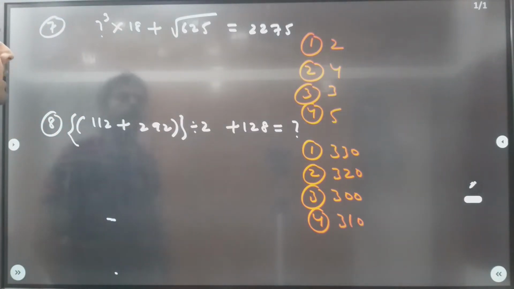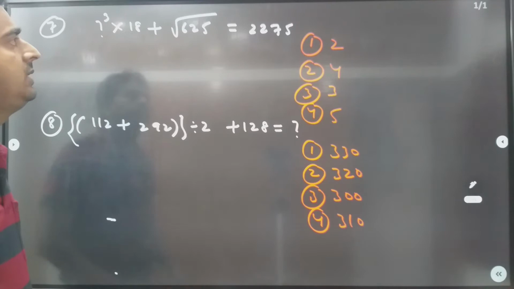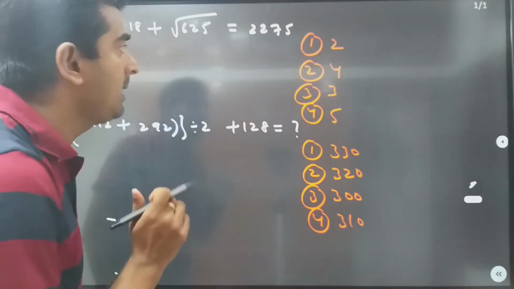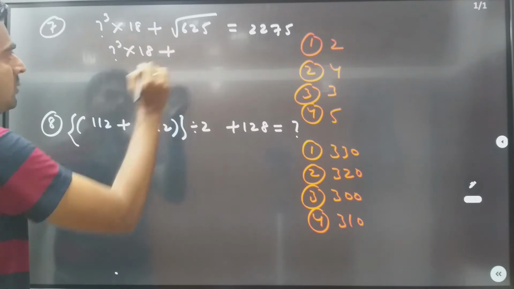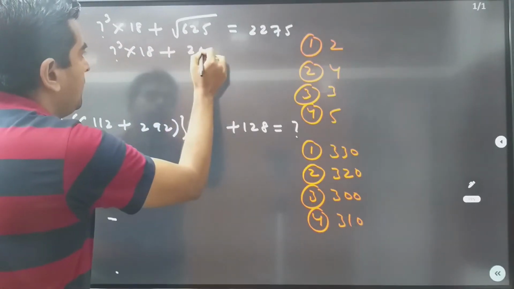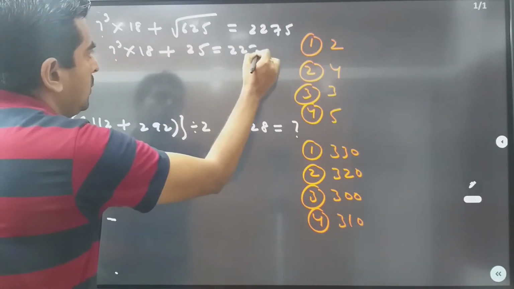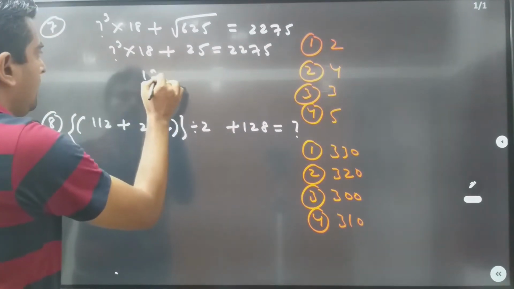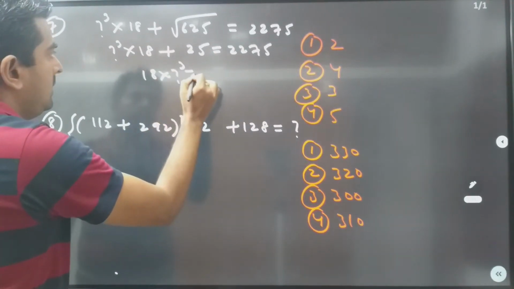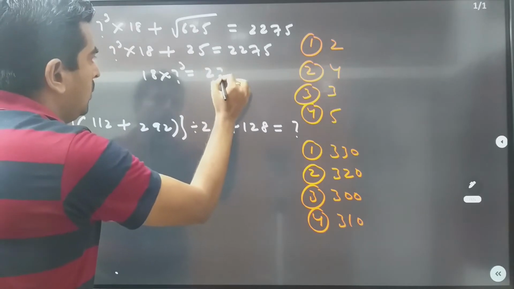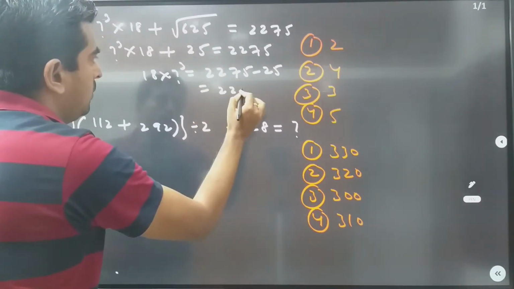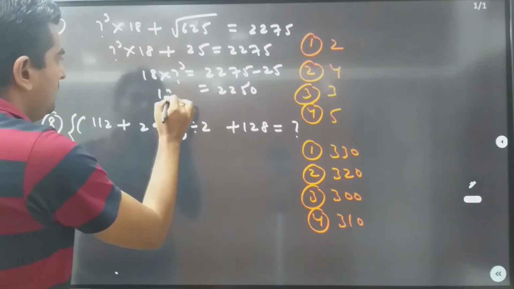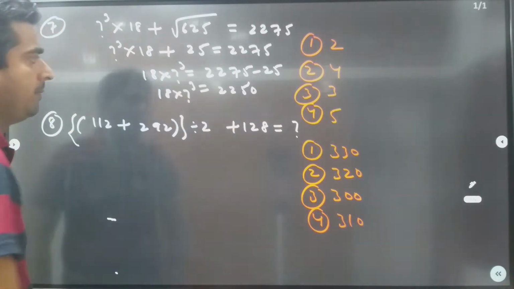Question mark cube into 18 plus square root of 625 is equal to 2275. This is question mark cube into 18. What is square root of 625? 25 is equal to 2275. So 18 into question mark cube is equal to 2275 minus 25. What is this number? 2250. This is 18 into question mark cube.